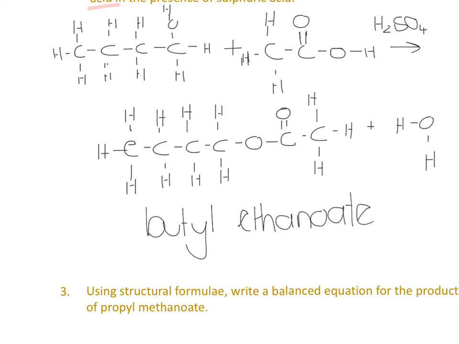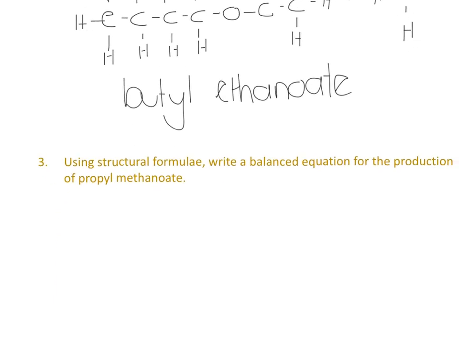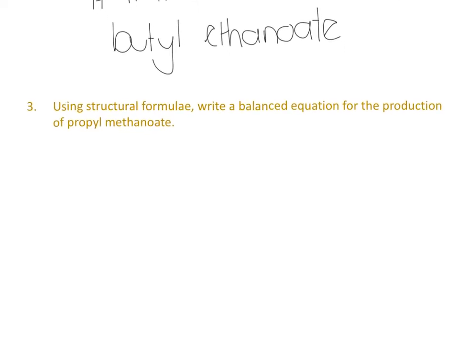Now, at this point, if you want to pause the video before we do the next one and see if you can do it, that would be great. Otherwise, just carry on. Now we're asking this in a slightly different way. They say use structural formula, write a balanced equation for the production of propyl methanoate. This is really important because we can ask you it in lots of different ways. First thing you need to recognize is that propyl means I had propanol. That gives me the name of the alcohol. Propanol being 3 carbons, 1, 2, 3.